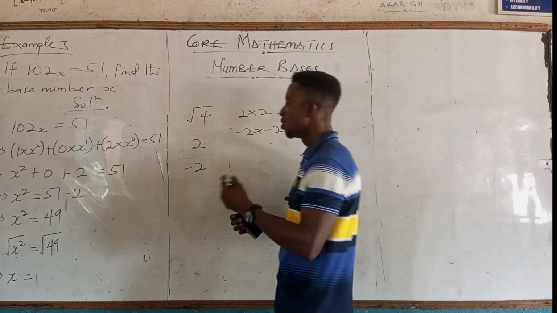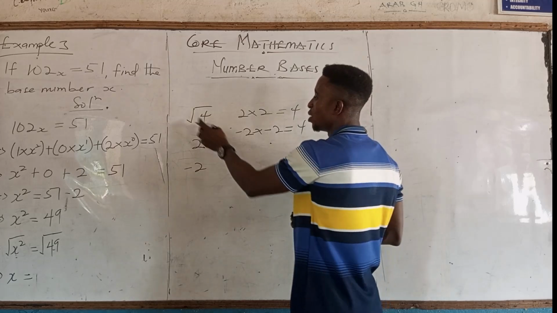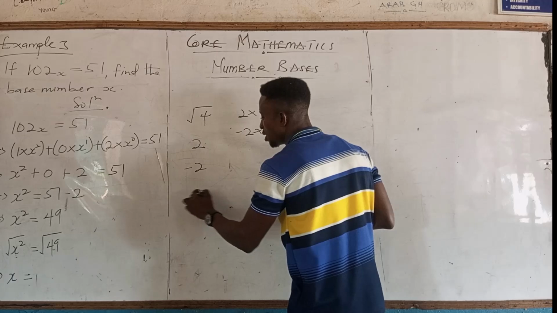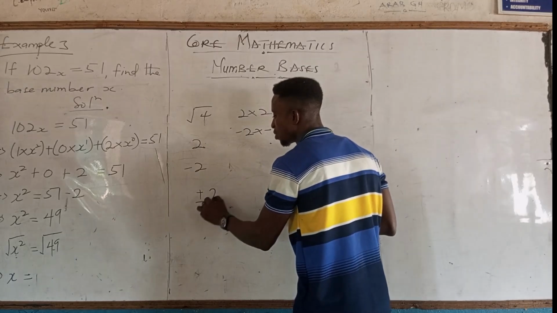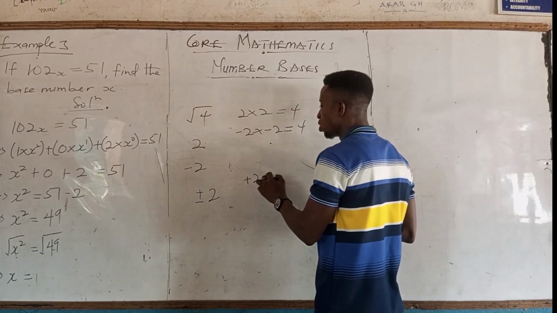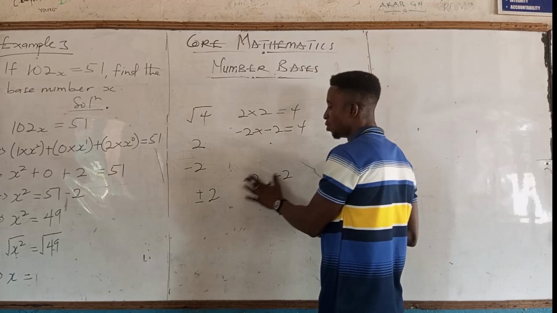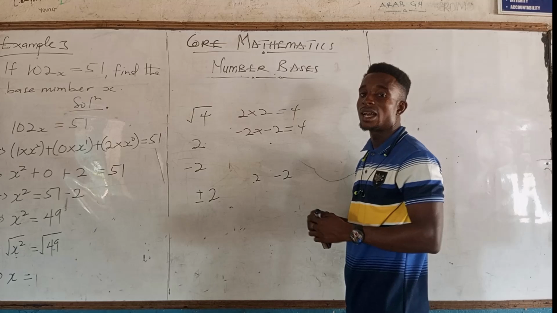So whenever we write square root of a number, it's plus or minus the answer. So the square root of 4 now is what? Positive 2 or negative what? 2. So that is how it is written. Plus or minus 2. That is what? Positive 2 or negative what? 2. And positive 2 is this. Positive 2 or negative 2. Please, are we getting that?